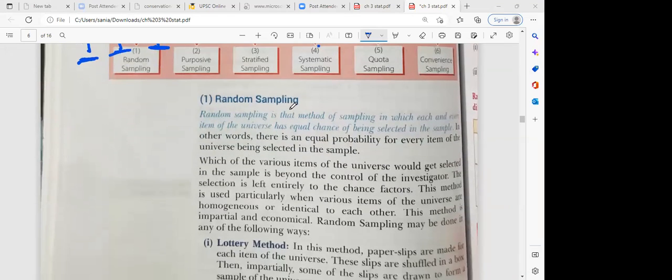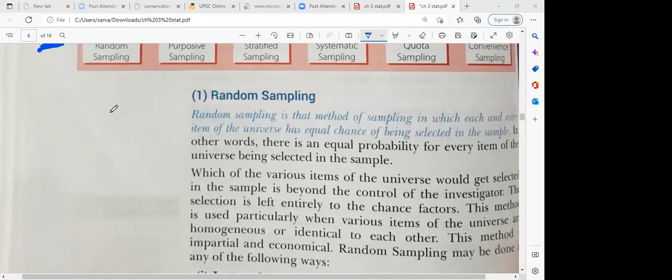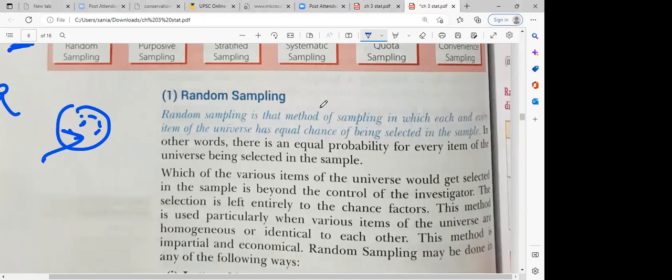Okay, ma'am, what is first of all random sampling? So random sampling is, for example, this is the area. From here, these are the people. Okay, say I came here and I randomly chose two people. So that is random sampling. So what is random sampling?